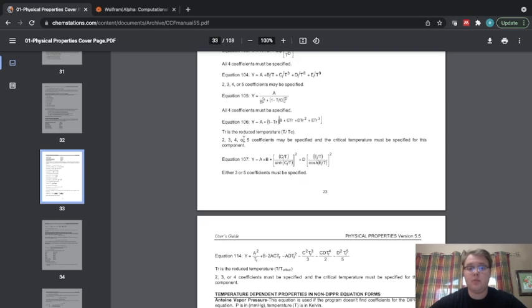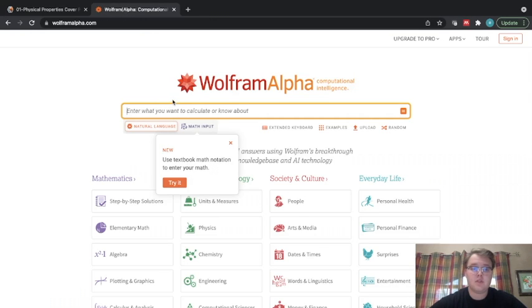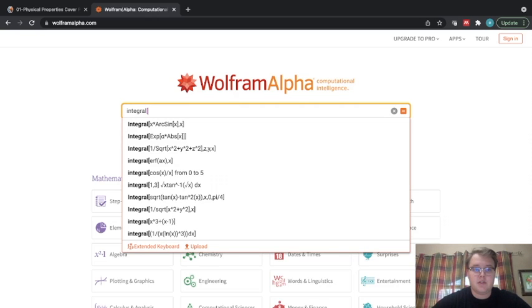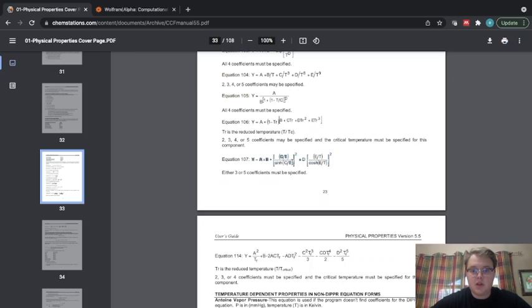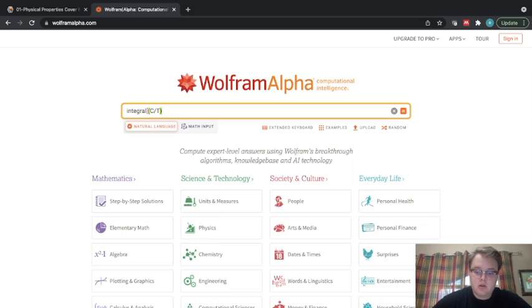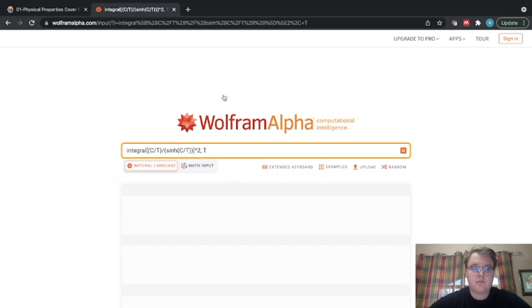So now I'm going to plug in that integral from temperature 298 to our unknown temperature into Wolfram Alpha. Wolfram Alpha is just a very powerful online calculator that's going to help me do these integrals. So if I type in integral, and this is going to be C over T over sinh of C over T, squared. I should put that in parentheses: C over T over sinh of C over T, that's going to be squared. And then I want to integrate this with respect to temperature, so it's going to be comma T. Hit enter.